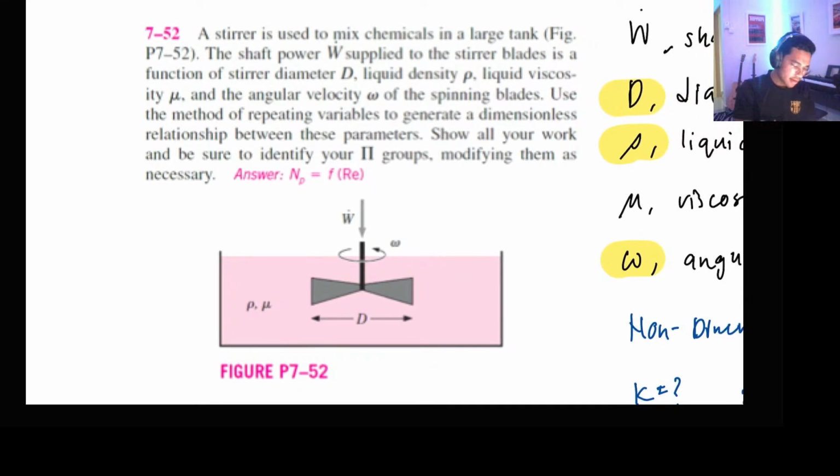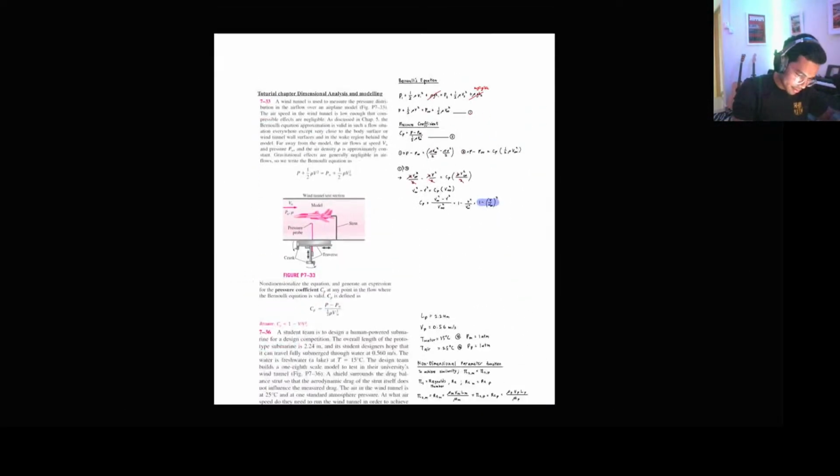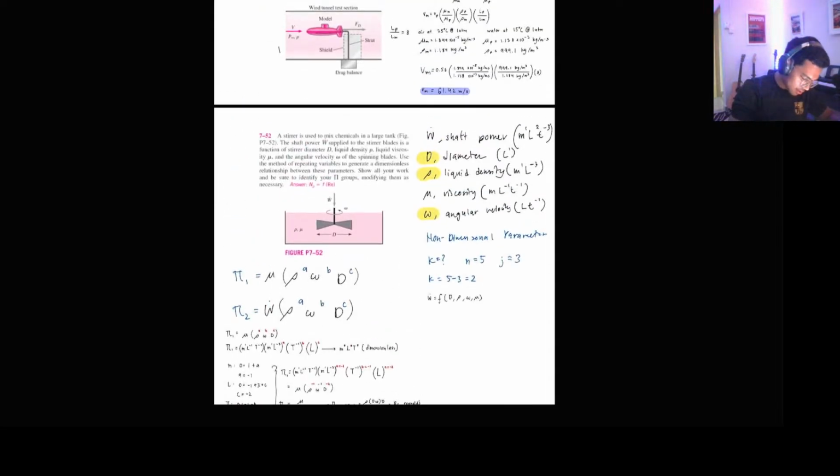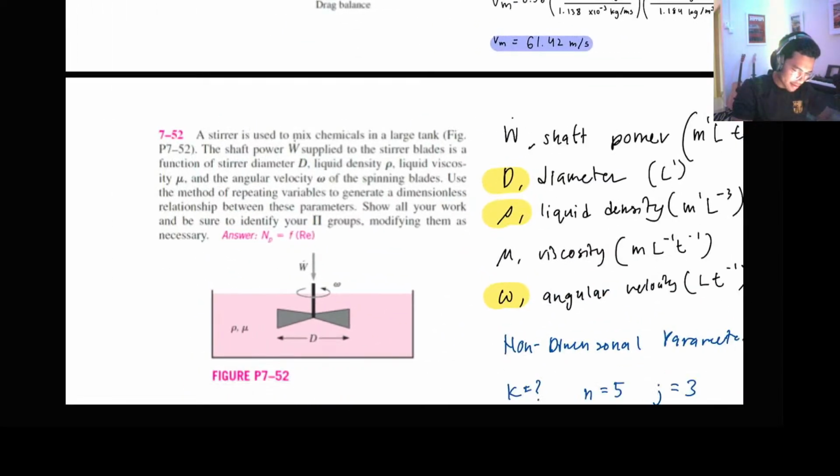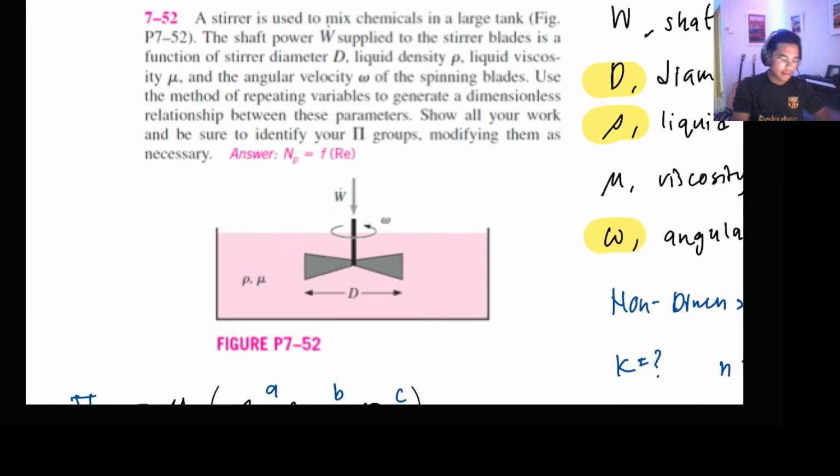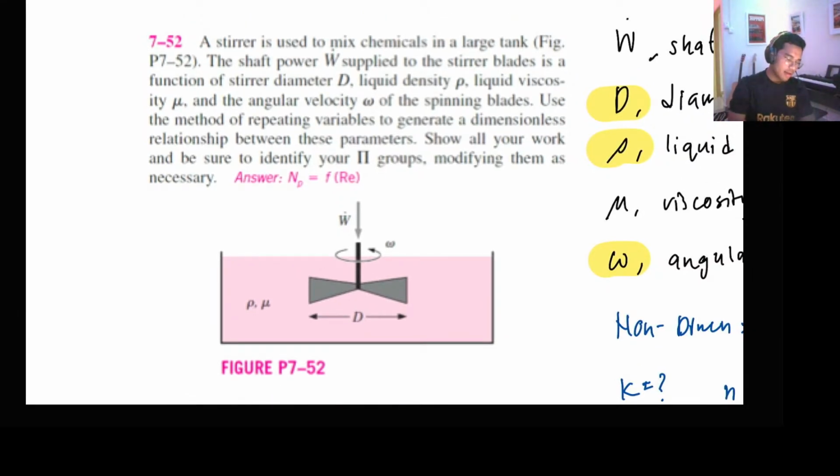Okay, can. Okay. So a stirrer is used to mix chemicals in a large tank. Do you guys want this? I think you guys can write it, and later I share the note. Okay, so if we read the question together, the stirrer is used to mix chemicals in a large tank.